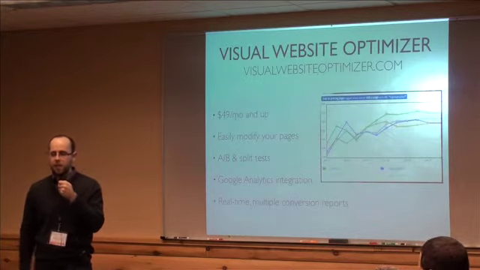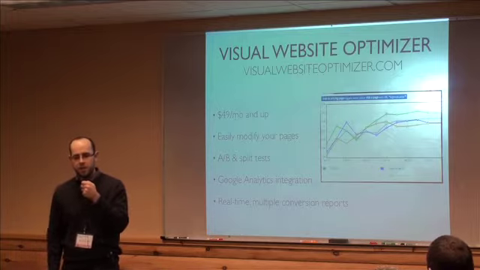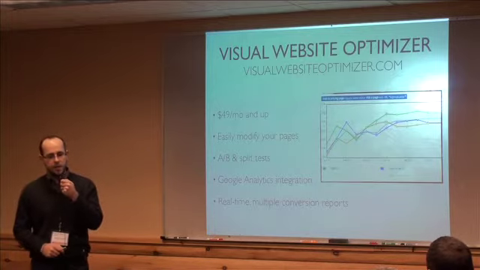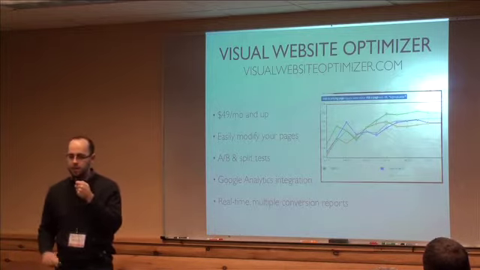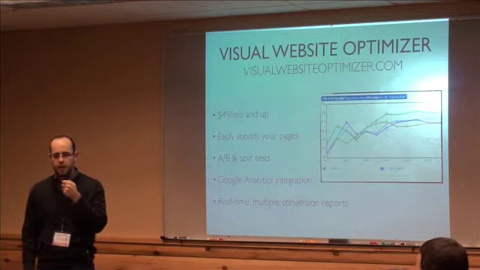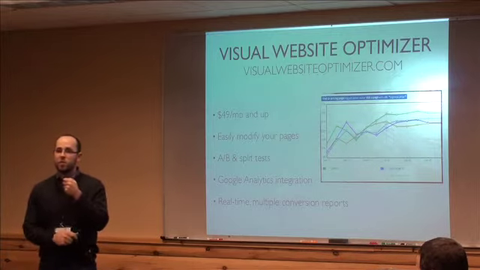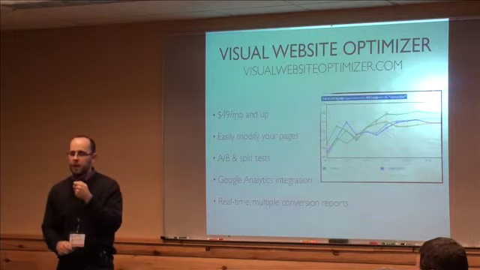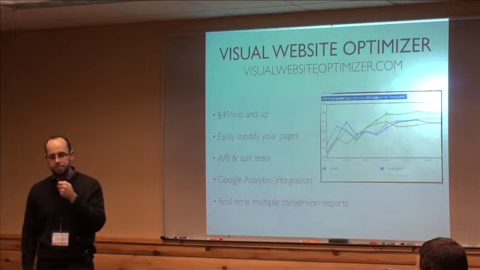Visual Website Optimizer, this is a good alternative to Google Website Optimizer too. They have great Google Analytics integration. You can do some A/B tests, split tests, only $49 a month. And it's in real time, which is really, really fun if you have enough traffic to support that.